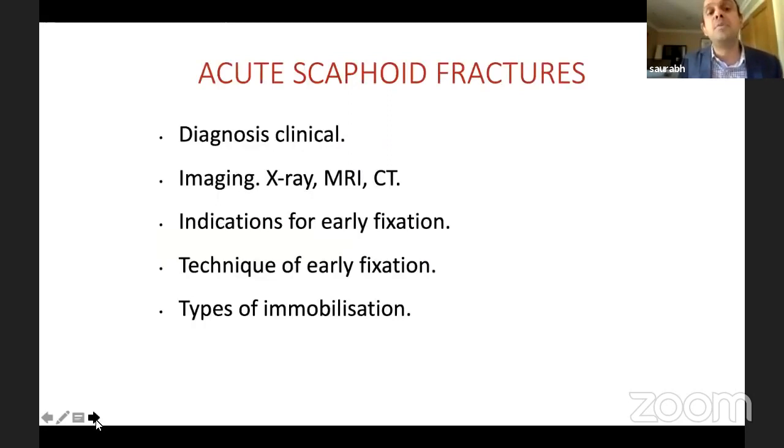So these are the few things which we're going to discuss in the coming few slides. Diagnosis, investigations, what are the indications to fix? Now, this is an exam question. You'll be shown an X-ray of a scaphoid, and then you'll be asked, what are the indications when you will fix a scaphoid fracture? So that's important. Techniques, approaches, and then immobilization, plaster immobilization. So we're going to see them in the next coming slides.